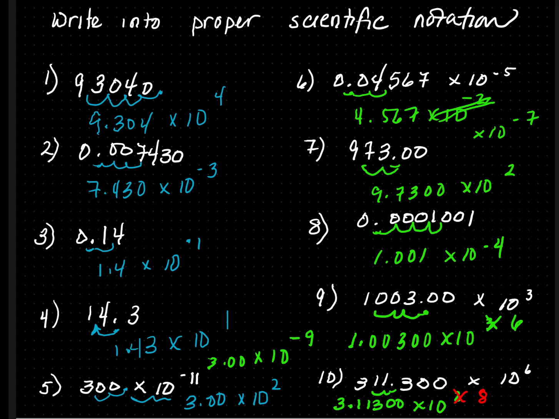So what you want to do is locate the decimal. And you want to move in the direction in which we have one digit to the left of the decimal. The exponents are positive if it's a large number, negative for small numbers.